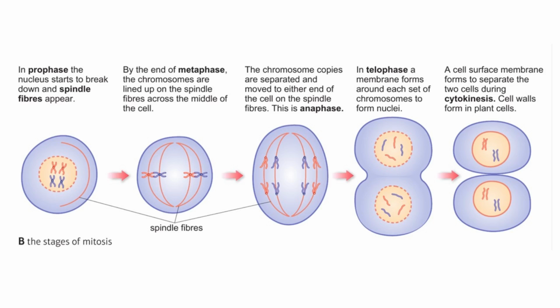Our final phase is cytokinesis, and we've met this before. This is when the cell membrane separates and reforms around each nucleus, creating 2 separate daughter cells.